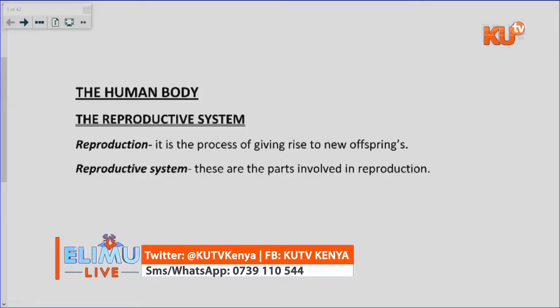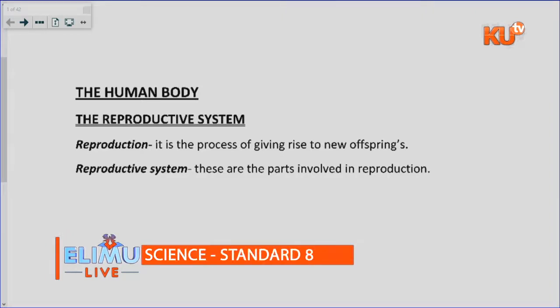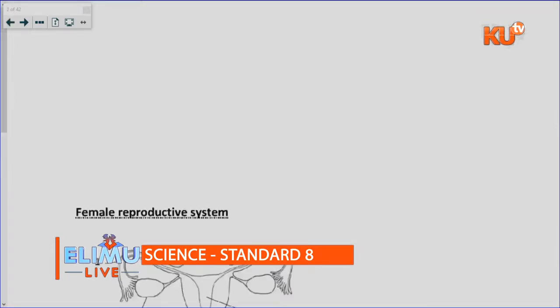So the definitions of the terms are there. Reproduction, that's the giving rise to new offsprings. And the reproductive system, these are parts that are involved in the process of reproduction. So we look at the female reproductive system. And the female reproductive system consists of the following parts.